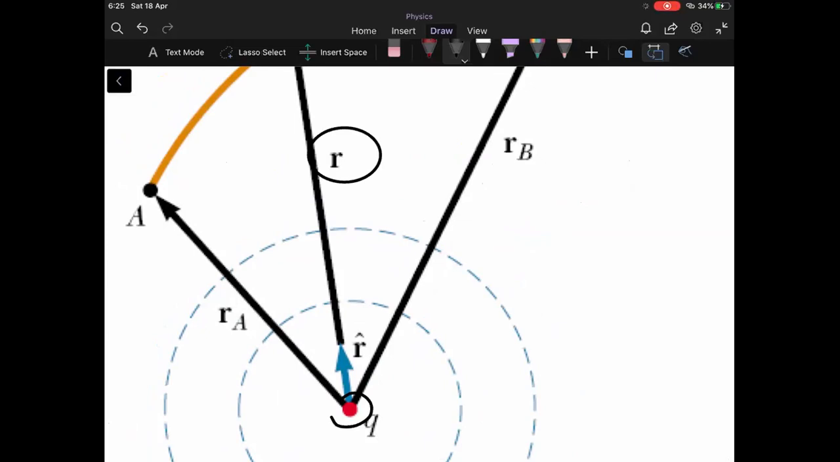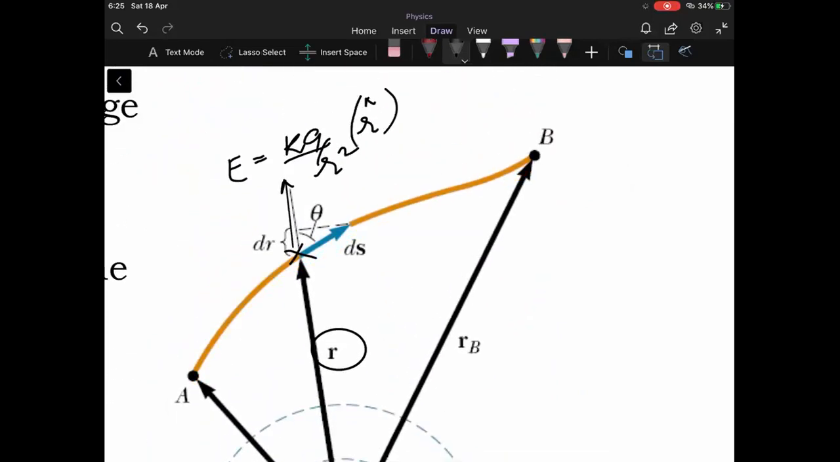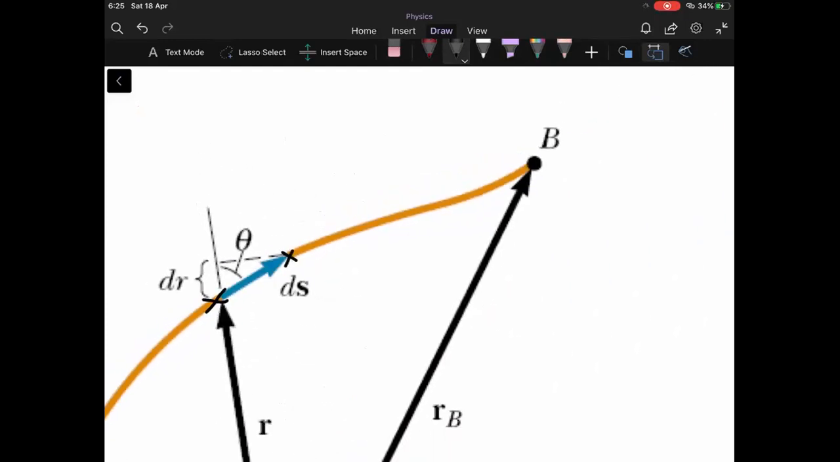Okay, this distance is r. This is the unit vector. So electric field will be in the direction of the unit vector. So this is your r cap and this is the magnitude according to Coulomb's law. Now, when you displace the particle from this point to that point, for this small elemental displacement ds, it makes an angle theta with the electric field vector. That angle is theta. Okay.